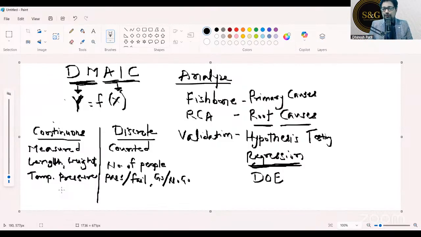Number of submissions versus number of products. Okay, very good. Number of submissions is Y, number of products is X. Employee training is X and efficiency is Y. Very good, super. So now you can connect what is X and what is Y. If you have numeric data, if you have continuous data, you can go for correlation and regression.